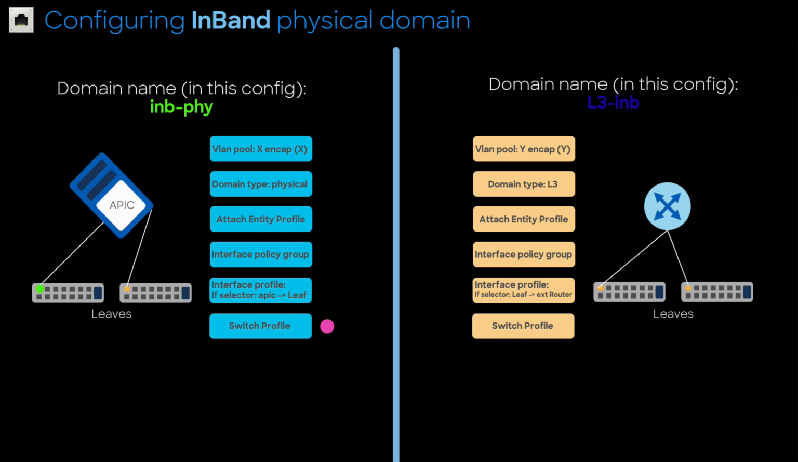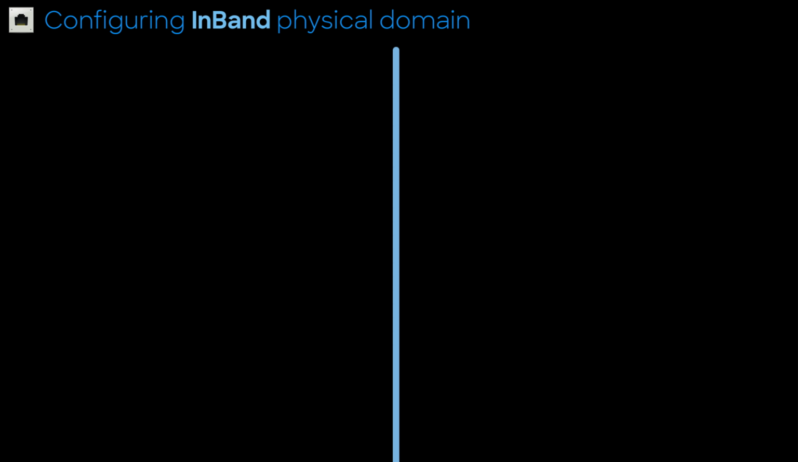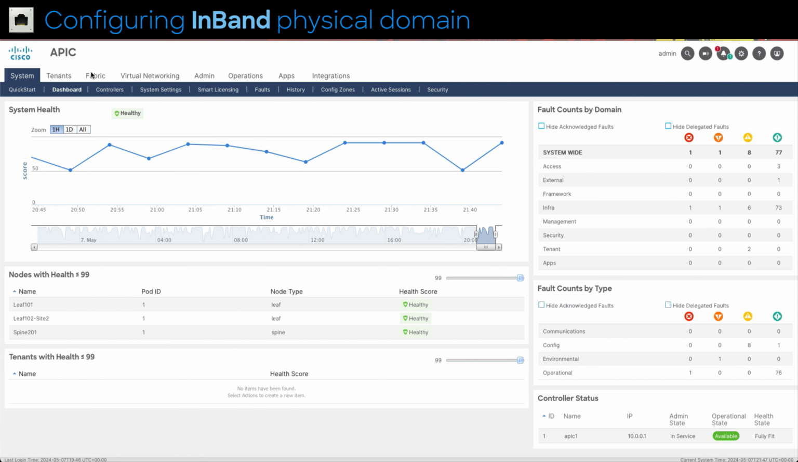Finally, we have to run the standard configuration for the switch profile, in where we match the leaf to the interface profile. Let's begin configuring ACI.